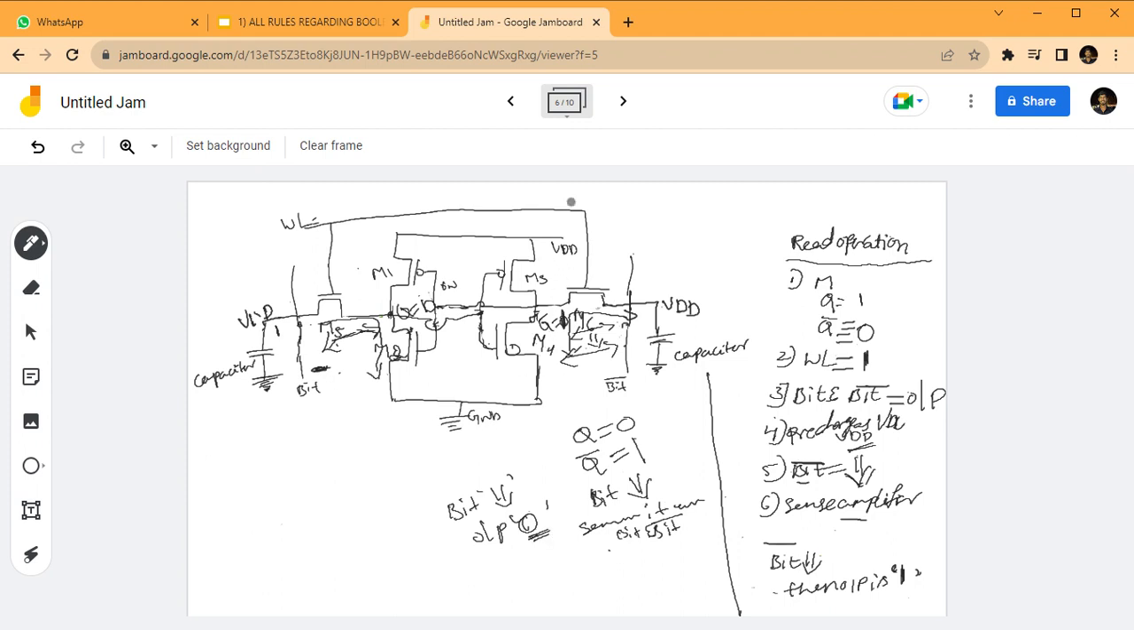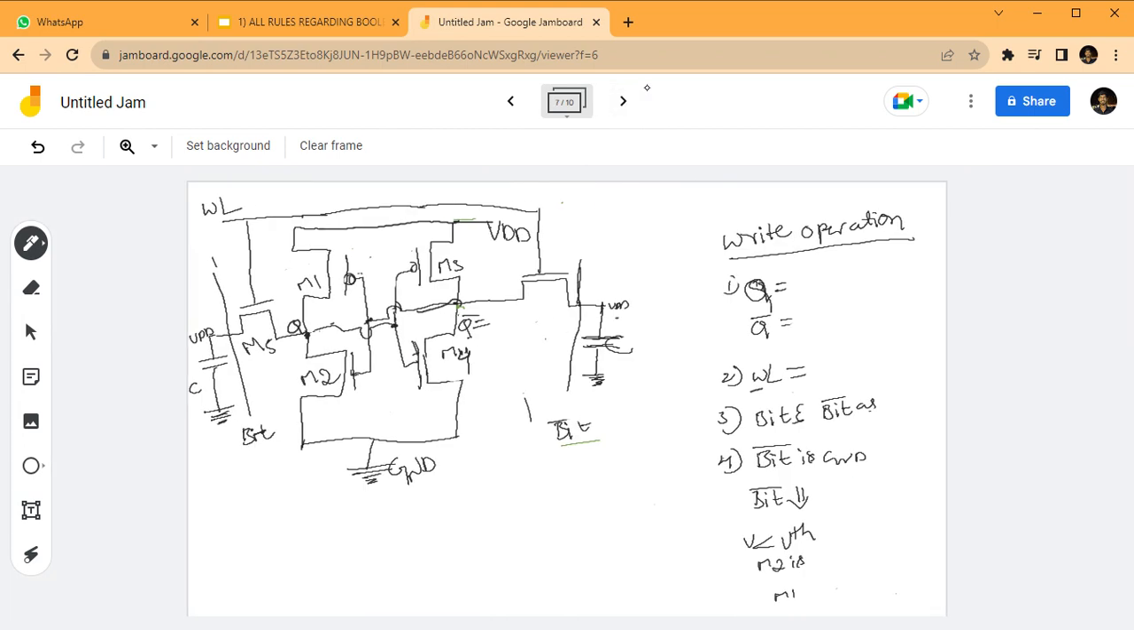And next we go for the write operation. Assume Q equal to 0, Q bar equal to 1. Then WL will always be 1 because we need to access the information of the bit and bit bar values. Then bit and bit bar act as inputs.